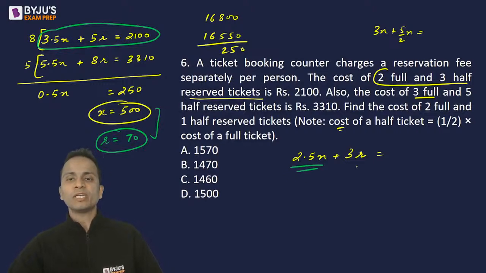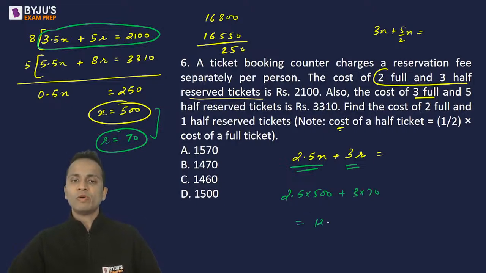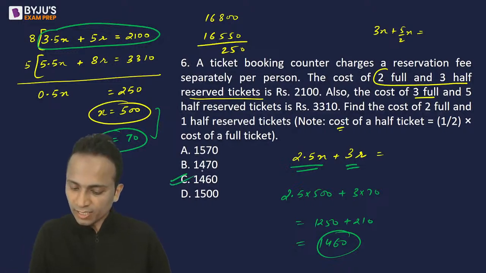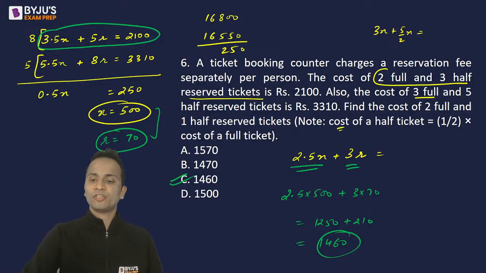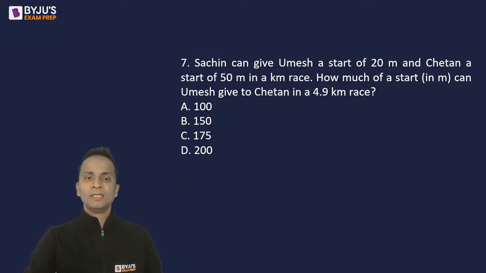So x is 500 and r is 70. You can substitute it here. So the cost of 2 full and 1 half reserve tickets will be 2.5 multiplied by 500 plus 3 into 70. Simplify this. 1250 plus 210, that is 1460. So 1460, that is option C is the correct answer of question number 6. Now moving on, next question.